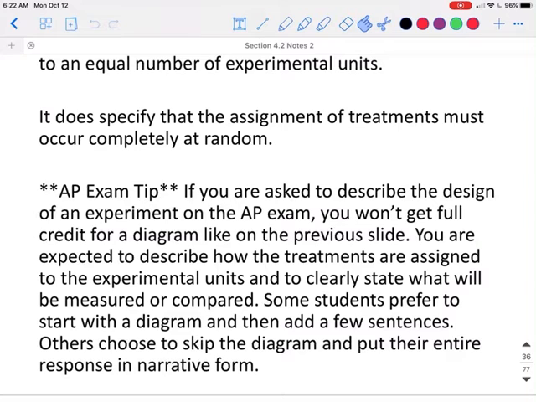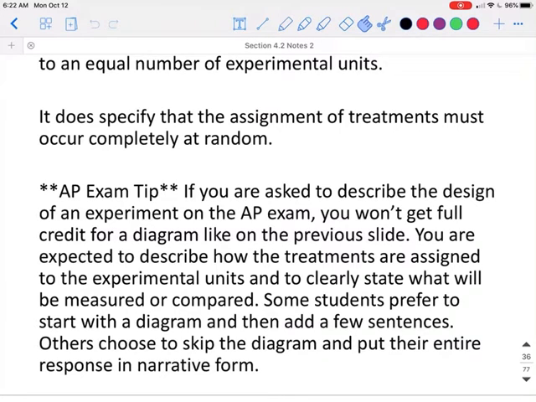So when you go to take your AP exam, if you were asked to describe the design of an experiment on the AP exam, you wouldn't get full credit for a diagram like the one we just saw on that previous slide. You are expected to describe how the treatments are assigned to the experimental units and to clearly state what will be measured and compared.